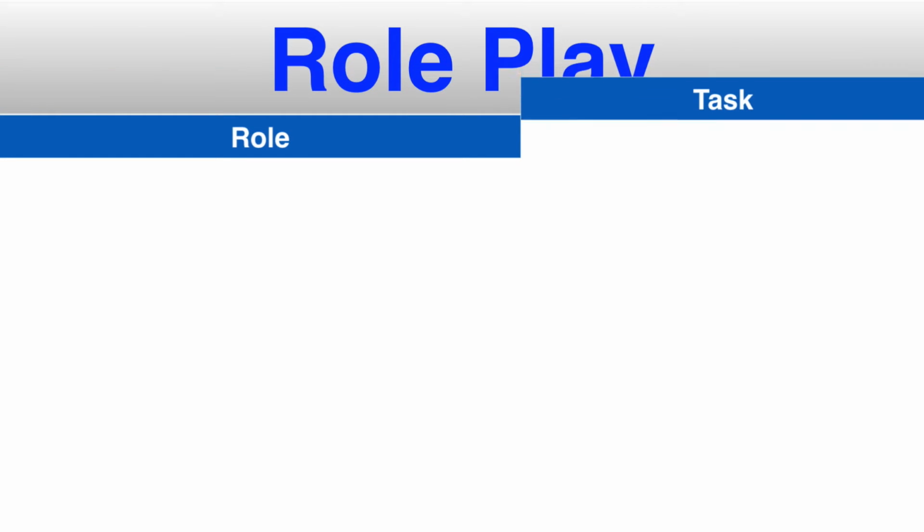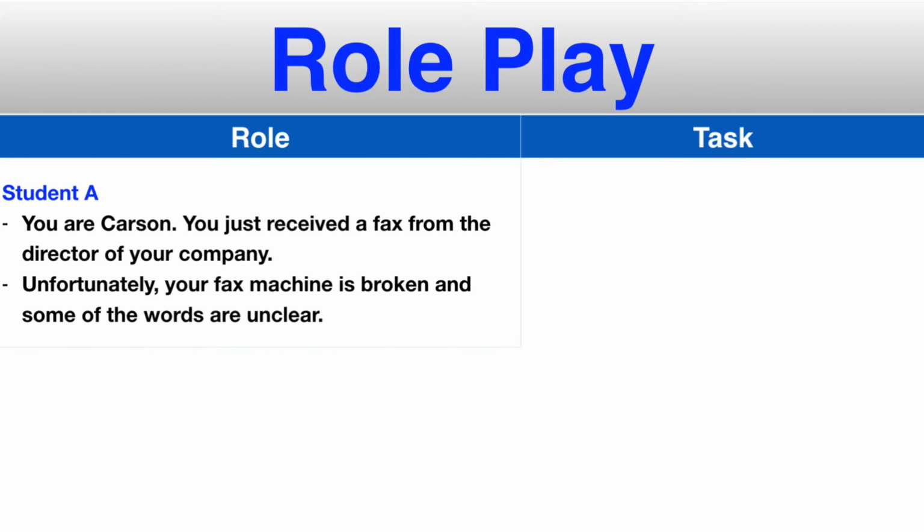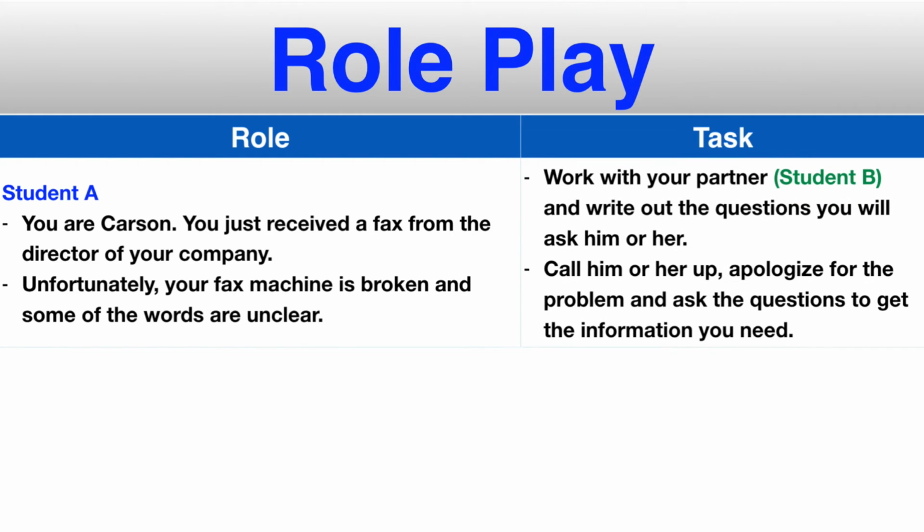Now let's have a role-play game. You need two people, student A and student B. Student A, you are Carson. You just received a fax from the director of your company. Unfortunately, your fax machine is broken and some of the words are unclear. Your task is to work with your partner, student B, and write down the questions you will ask him or her. Call him or her up, apologize for the problem, and ask the questions to get the information you need.